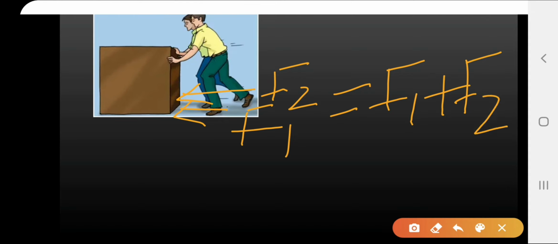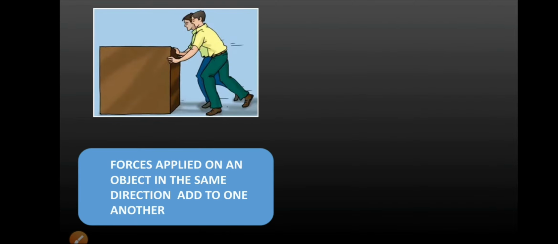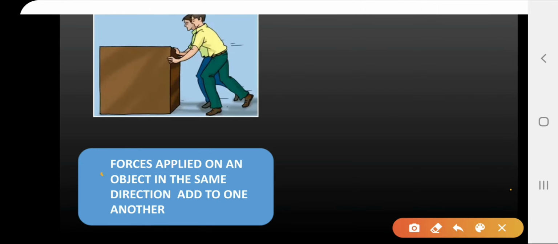Is it clear? What does this prove? This proves that forces acting in the same direction add up. In this situation, you and your friend are applying a force in the same direction, so the force adds up and becomes F1 plus F2. And in this situation, the strength of the force is increased. Forces applied on an object in the same direction add to one another, and in that situation the total force increases.